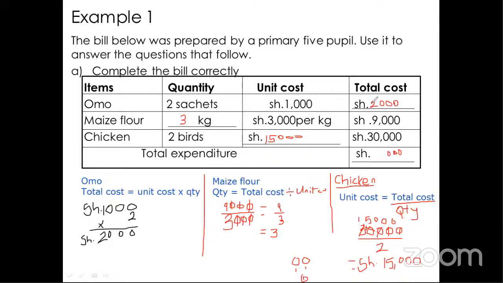Now here you have 2 plus 9. What is 2 plus 9, Opolot? Opolot, what is 2 plus 9?